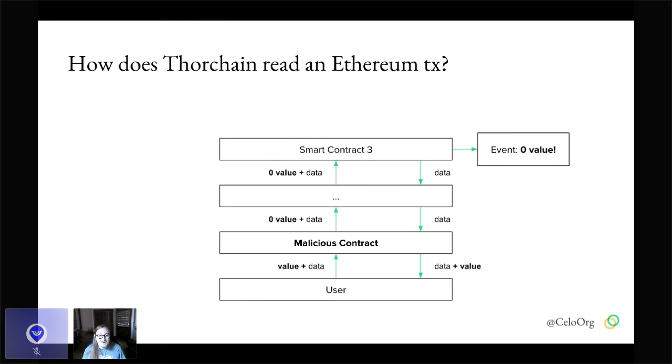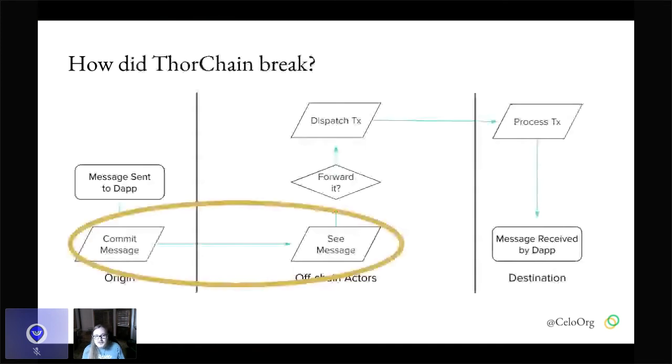So what are the takeaways here, right? Thorchain broke in the commitment being correct, but the off-chain actors seeing the incorrect thing due to a software bug off-chain. Like 700 lines deep in a big old Go file that parses Ethereum transactions.